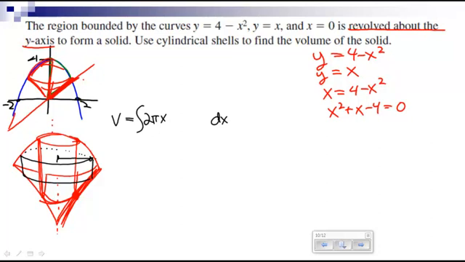What about the height of that cylinder? Well, the top of the cylinder is on the curve. The bottom of the cylinder is on the line. So this expression, 4 minus x squared minus x, is an expression that represents the height of the cylinder.